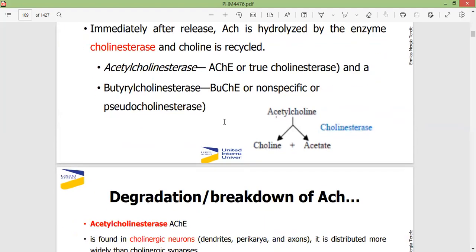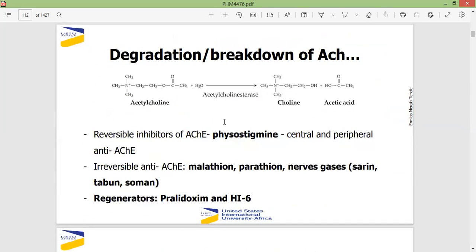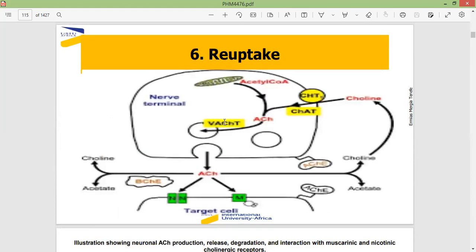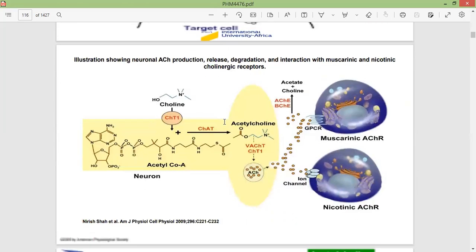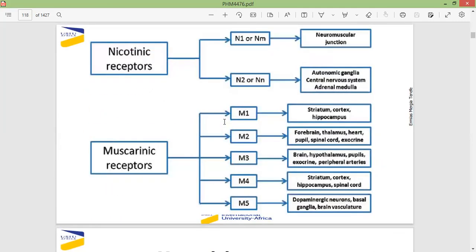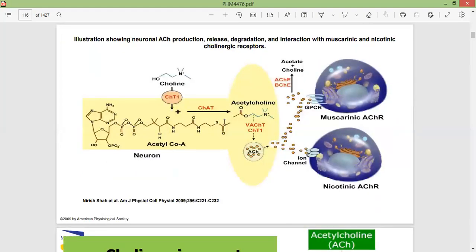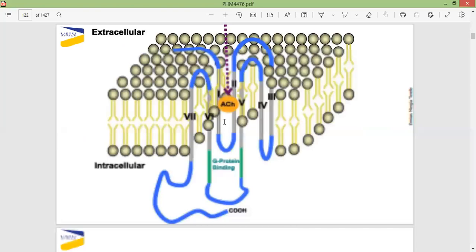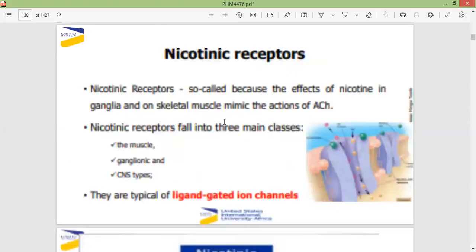We've already mentioned the breakdown, the reversible and irreversible inhibitors. Myasthenia gravis, it is. So we've seen this. And then the other thing that can happen is the reuptake, right? Once acetylcholine has been released and bound, it can be taken back into the neurons. There are those uptake mechanisms, and I'm just going to skip all this.